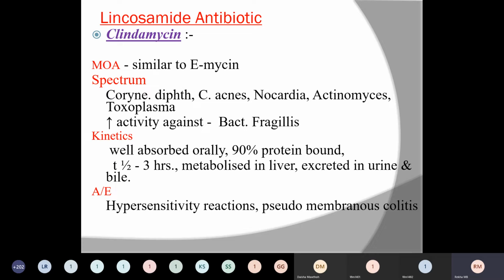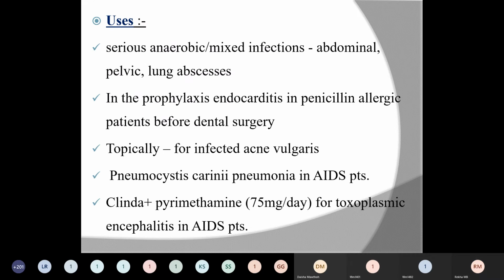Adverse effects include hypersensitivity reaction and pseudomembranous colitis, which is the major drawback of clindamycin, and it can be even fatal. Uses. It is mainly used in the treatment of anaerobic infections and also mixed infections, which are common in lung abscess, abdominal infection, and pelvic infection.